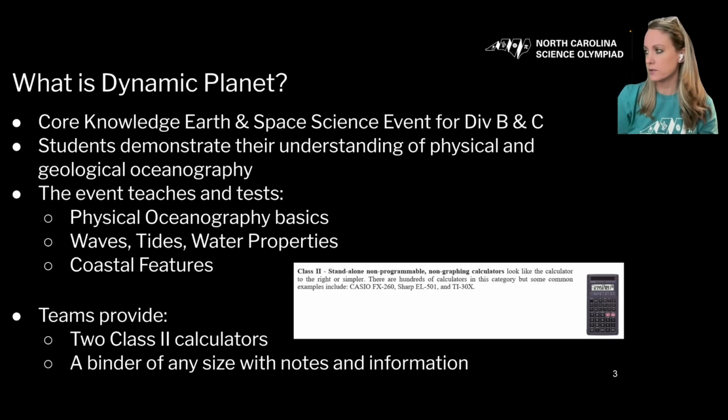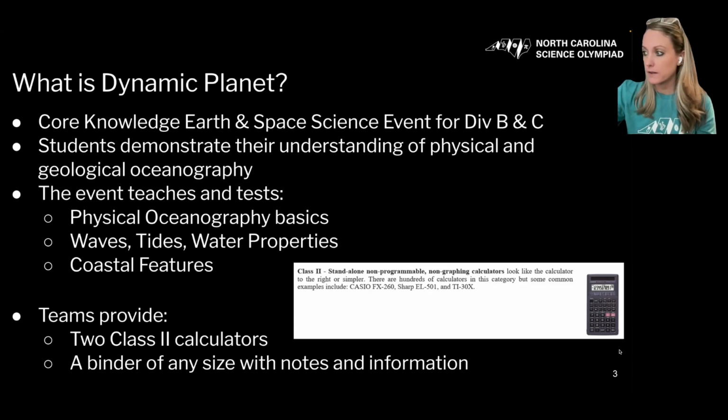This event in particular uses a Class 2 calculator, which is a non-graphing, non-programmable calculator, sometimes called a scientific calculator. So it's not your bare bones basic calculator, it's the next step up. And it gives you some examples of different calculators that you can get. So that's kind of handy.